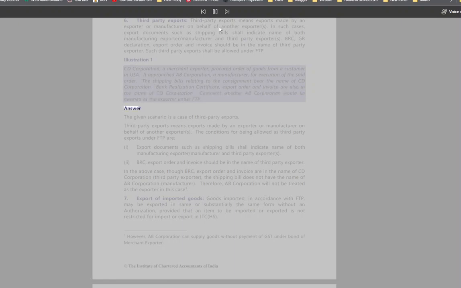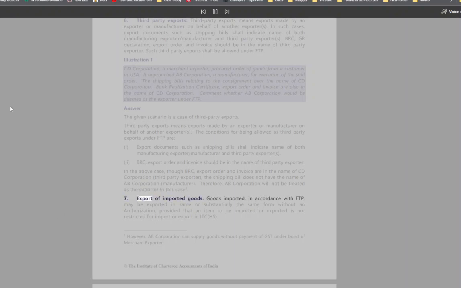Answer. The given scenario is a case of third-party exports. Third-party exports means exports made by an exporter or manufacturer on behalf of another exporter. The conditions for being allowed as third-party exports under FTP are: 1. Export documents such as shipping bills shall indicate name of both manufacturing exporter/manufacturer and third-party exporters. 2. BRC, export order and invoice should be in the name of third-party exporter. In the above case, though BRC, export order and invoice are in the name of CD Corporation, third-party exporter, the shipping bill does not have the name of AB Corporation, manufacturer. Therefore, AB Corporation will not be treated as the exporter in this case.